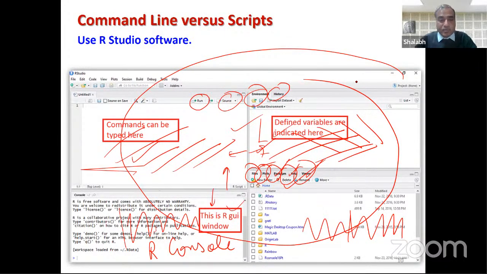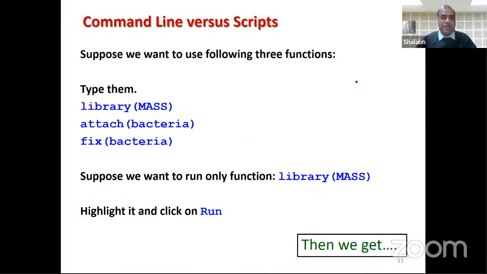Right. So anyway, now let me give you an example of how you are going to work, and what these different windows are going to do. For example, if you type these 3 lines here: library(MASS), attach(bacteria), and fix(bacteria).